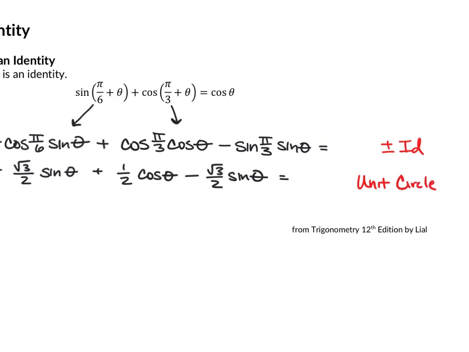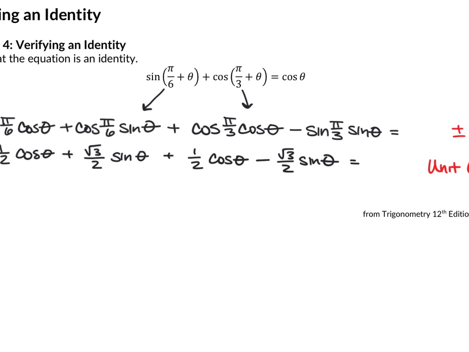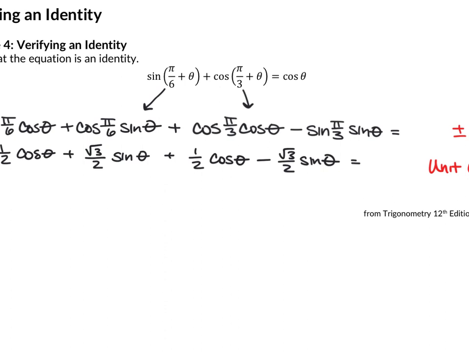Lots of things are going to happen at once. Something really cool that makes this very small, very quick happens. Do you notice that you have a positive square root 3 over 2 sine and a negative square root 3 over 2 sine? They cancel.